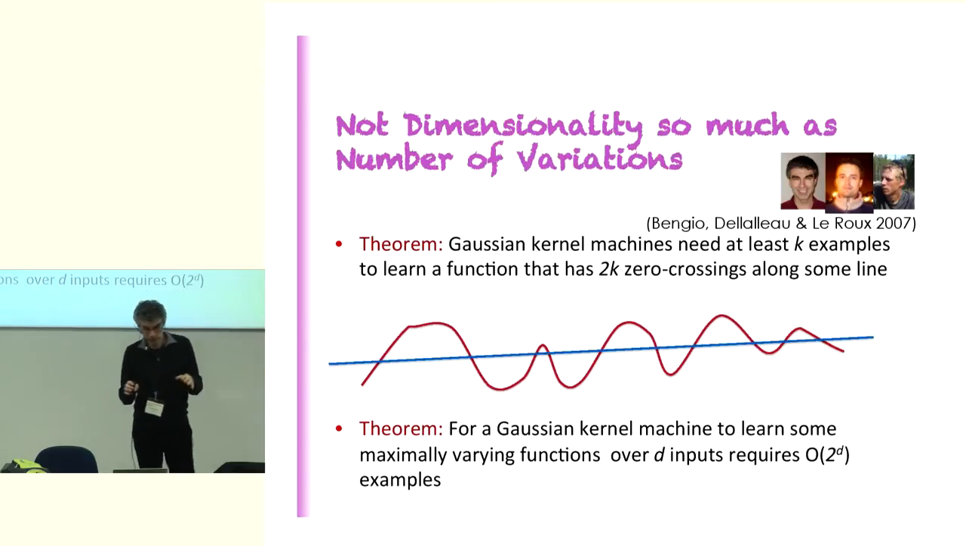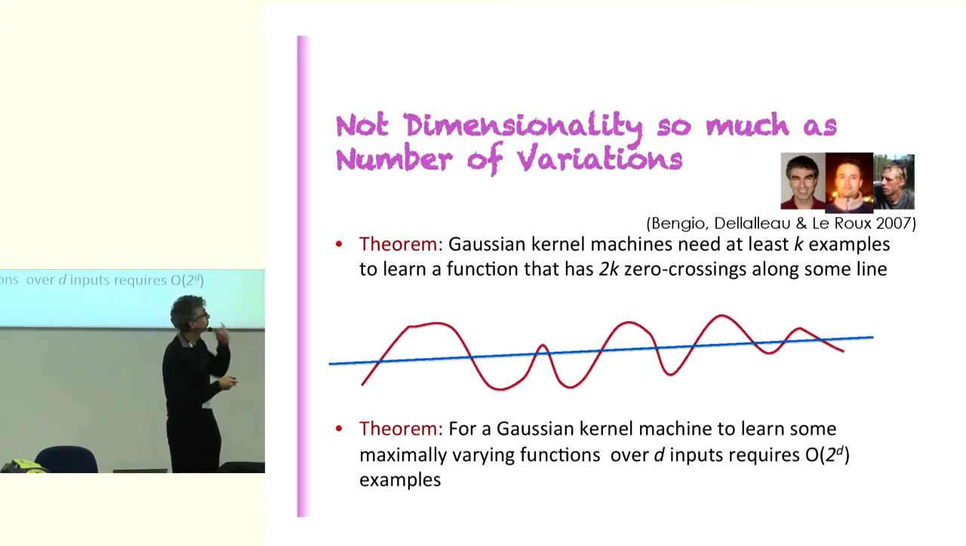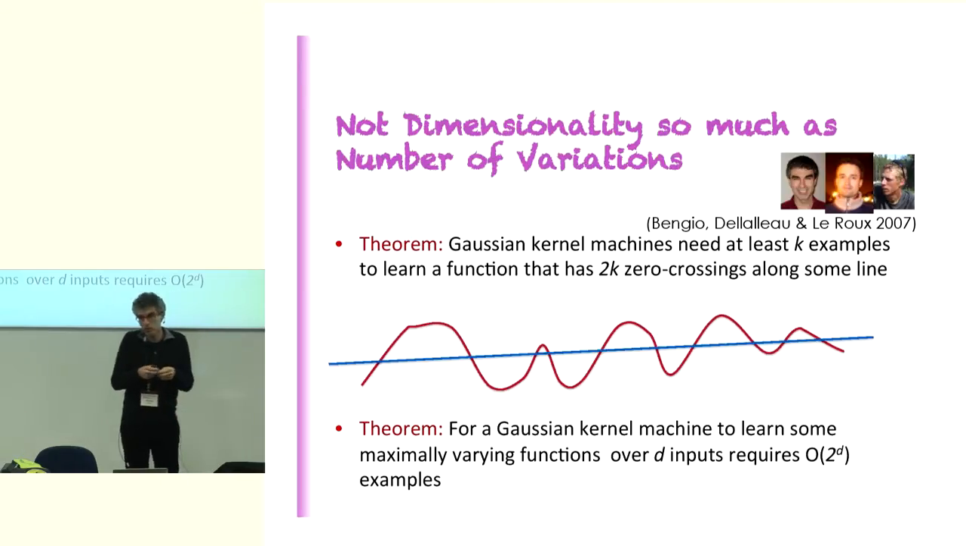Where my Gaussian process regression is not going to work is if this function I want to learn has a lot more ups and downs than the number of examples I have. So we actually had a theorem about this a few years ago that suggests that it's not so much the dimensionality as the number of variations. So you could have a one-dimensional function that varies a lot, and it would be very hard to learn.